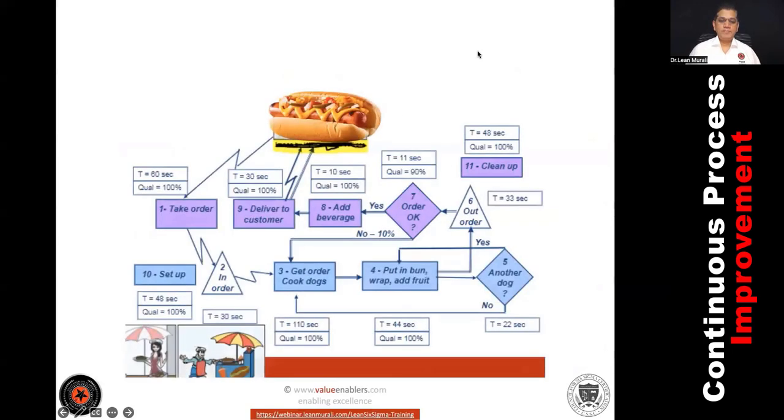Now, if you see here, there is an information flow that we have mapped. And there is a process flow also. What is the process? Take the order, first one. Then the order comes in. There is an inventory of this order. Then get the order, process the order, put it in the bun. Then if there is another order, process it. Otherwise, the order is out, add beverage, deliver to the customer, etc. So this is a quick overview of how this value stream is done.